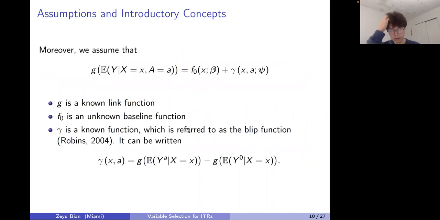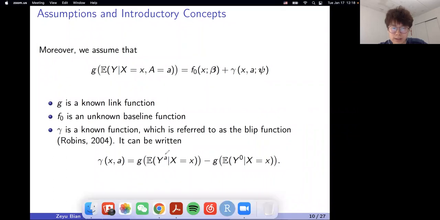And moreover, we would need some assumptions on the model. So we assume that the relationship between y, x, and a can be captured by this semi-parametric model. So G here is a known link function, and F0 is an unknown baseline function. And gamma here is a known function which is referred to as the Blip function, and it can be written as the difference between those two guys.